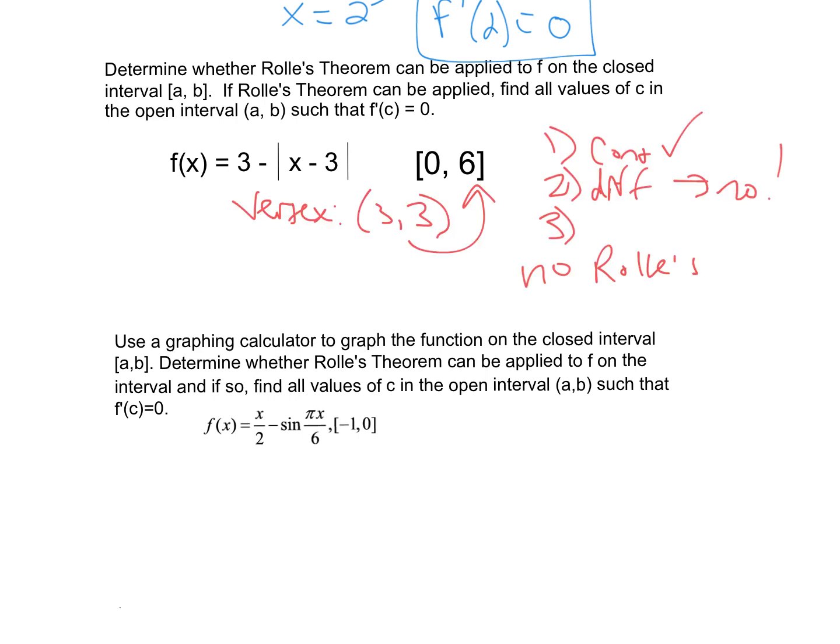All right, folks, hopefully you found out for the first one there that you cannot apply the rules because the vertex for this absolute value function is at 3, 3. You really just need the x value, just so you know on that, but it is the opposite sign, so it's 3. Hopefully you remember that from Algebra 2. But because that's in that interval, that means it's not differentiable at that vertex, so I can't apply the rules.